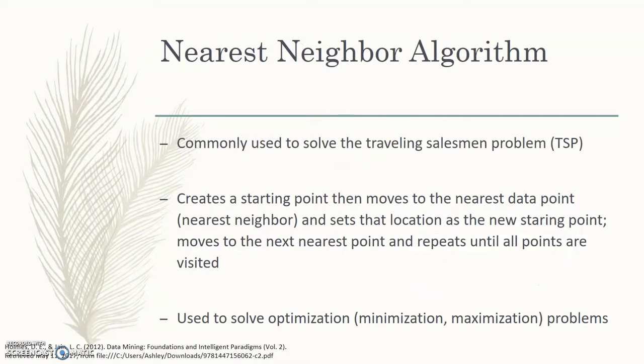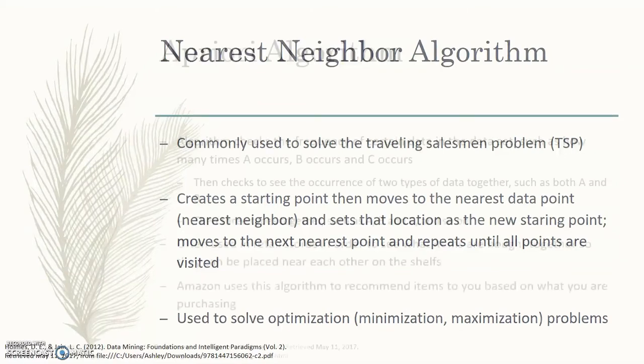And then we have the nearest neighbor algorithm. This is commonly used to solve a traveling salesman problem. This is a problem that we've done a lot of work with in our classes. So you create a starting point, then you move to the nearest data point or the nearest neighbor. That's where the name comes from. And then it sets that new location as the new starting point. So then it moves to the next nearest point and just repeats until all the points are visited. And this is used to solve optimization, like minimization and maximization problems.